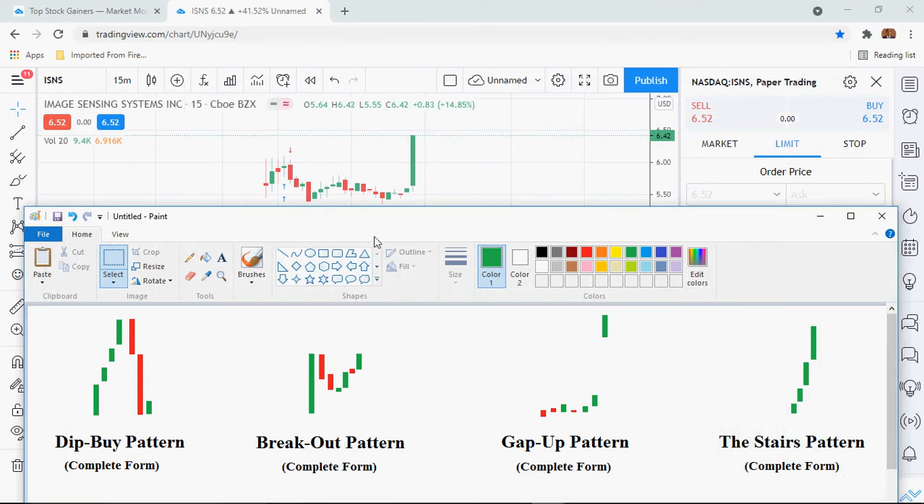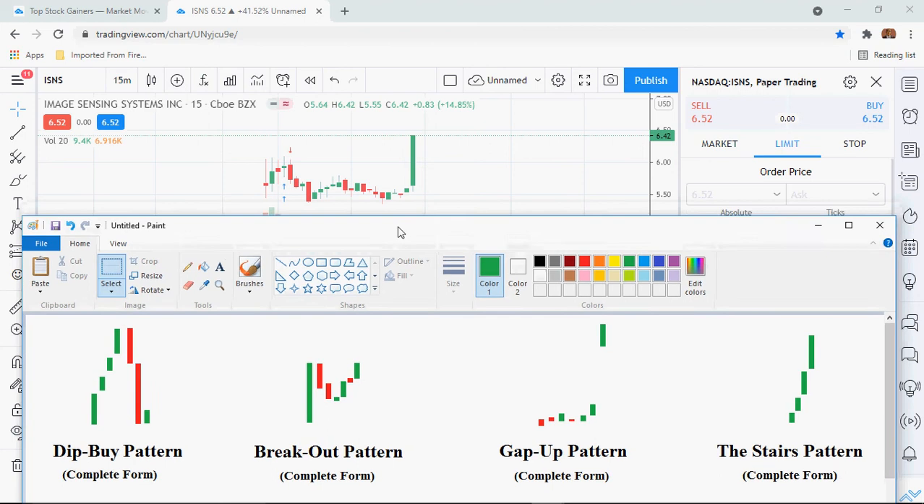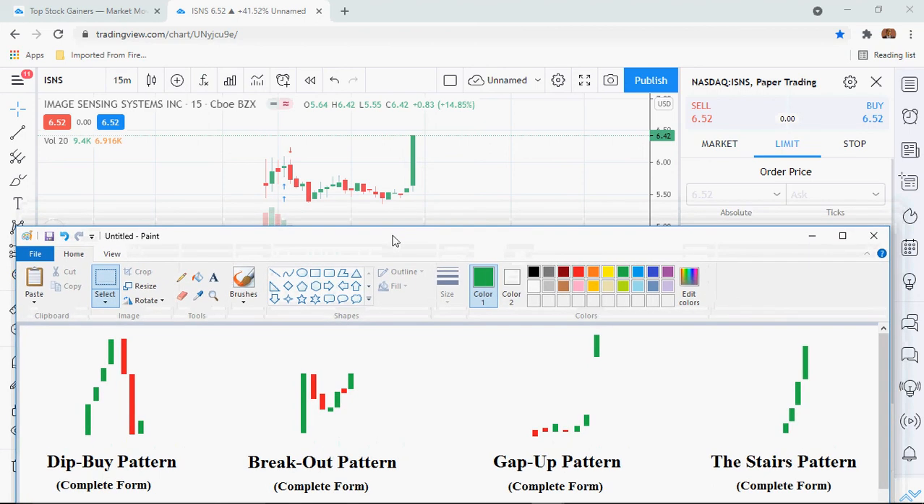Now, as you can see, it looks more like it resembles a breakout. See this? Now, if it doesn't resemble any of these patterns, do not trade it, even though it's a high percent gainer. Do not enter it. Discard it and go on to another one. Now, this is a breakout.